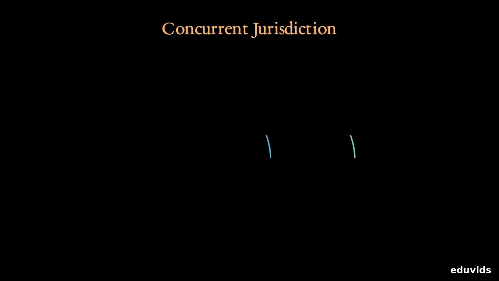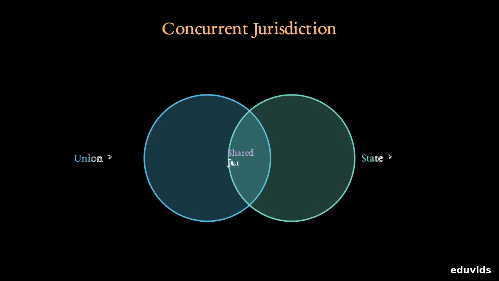Sometimes, issues overlap. This is where the concurrent list comes in. It includes subjects like education and marriage, where both the union and state governments have the power to make laws. If their laws conflict, the union law usually wins. This overlap allows for a balance between national standards and local flexibility.